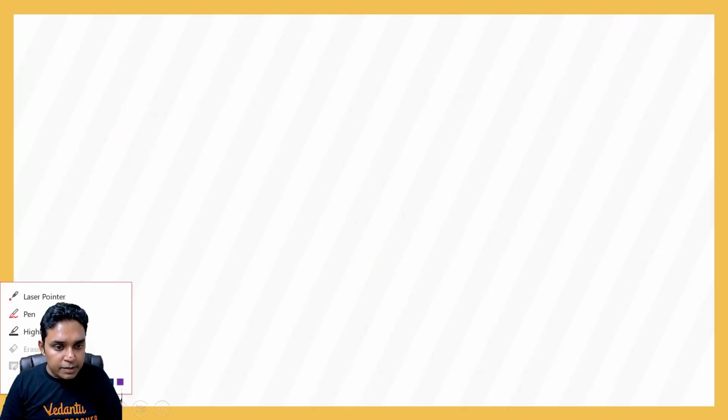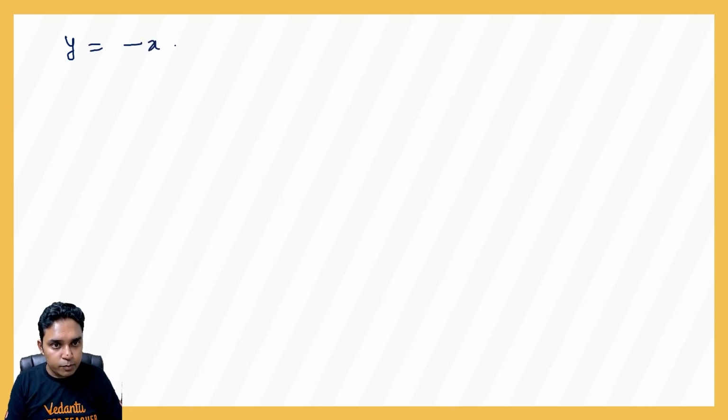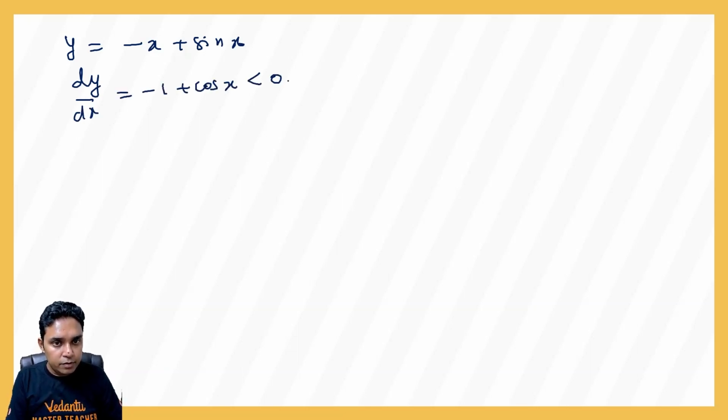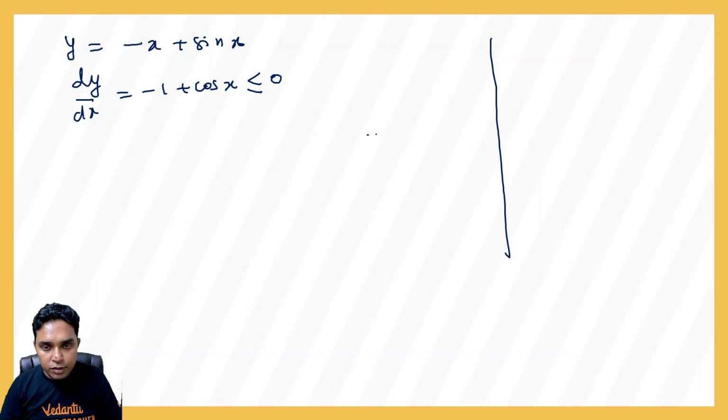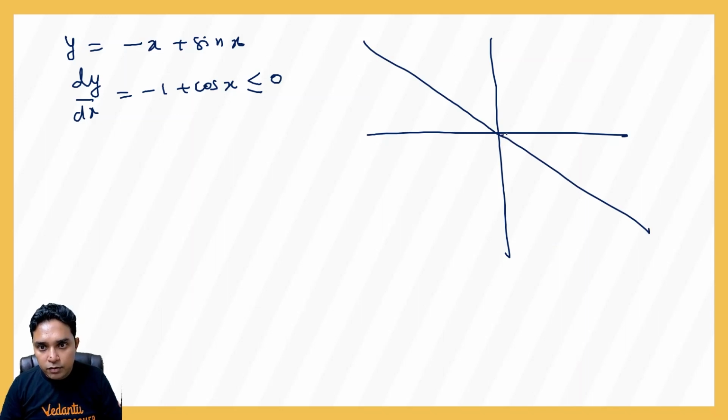This example is actually based on y equals minus x plus sine x. This is an invertible graph. You can check its derivative will be minus 1 plus cos x, that is negative or 0 at most at one point, but it is a strictly decreasing function. And you can see its graph will be like this, if I draw y equals minus x, and this will be going like this.